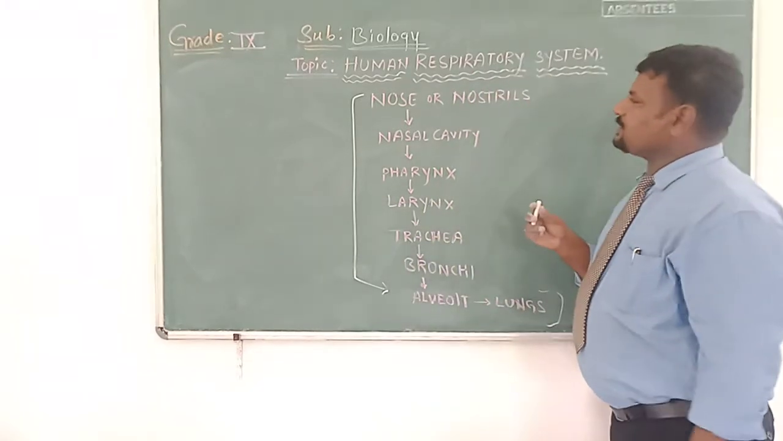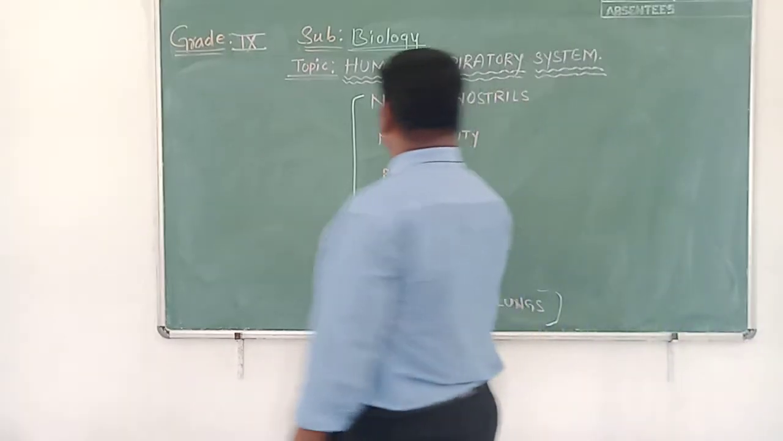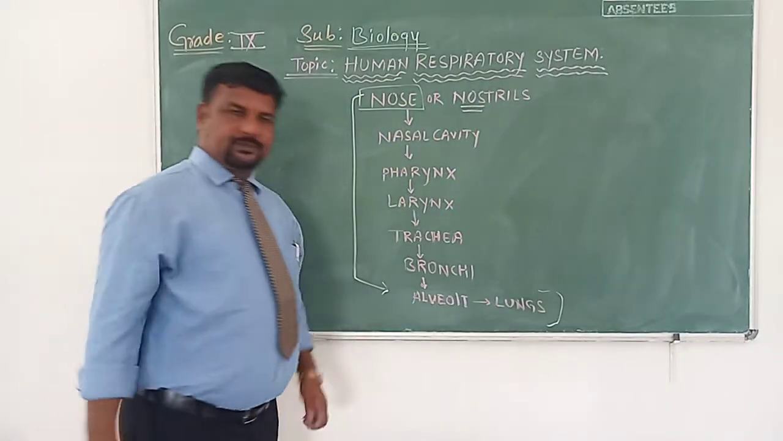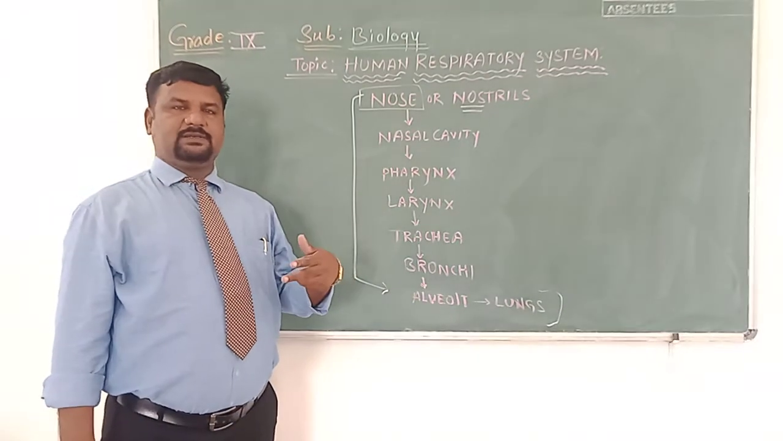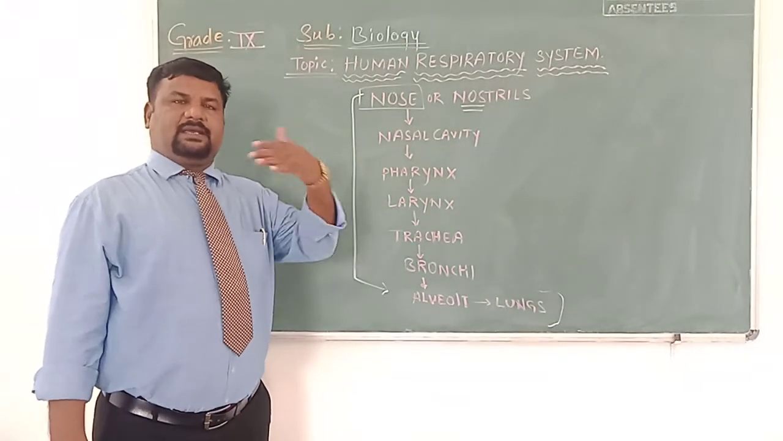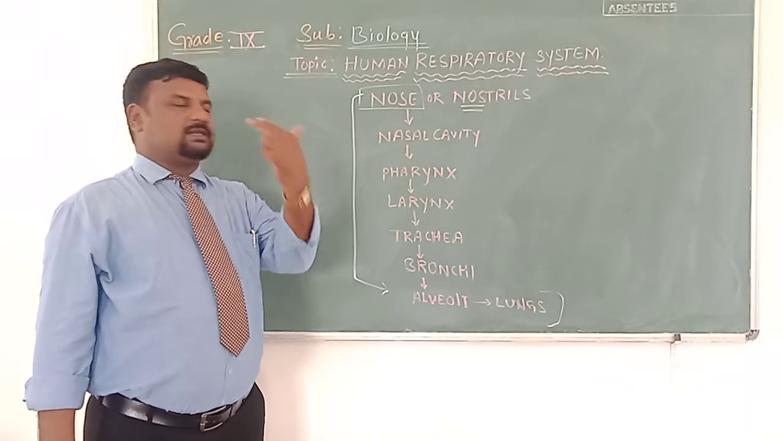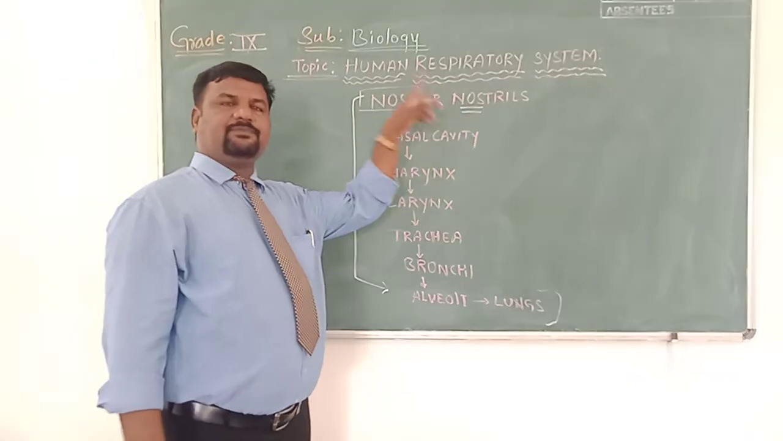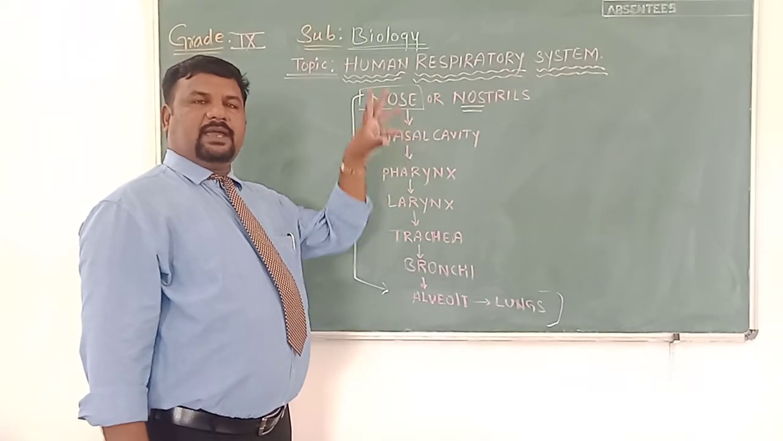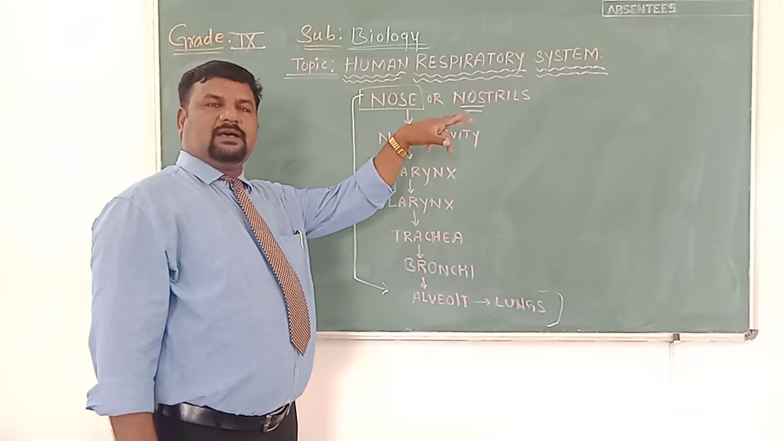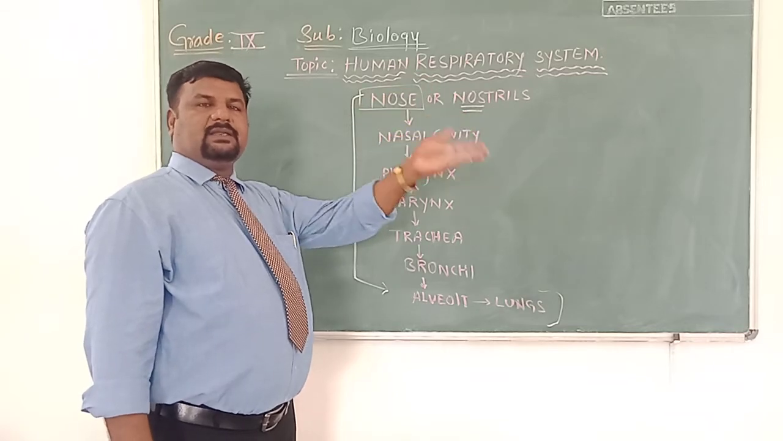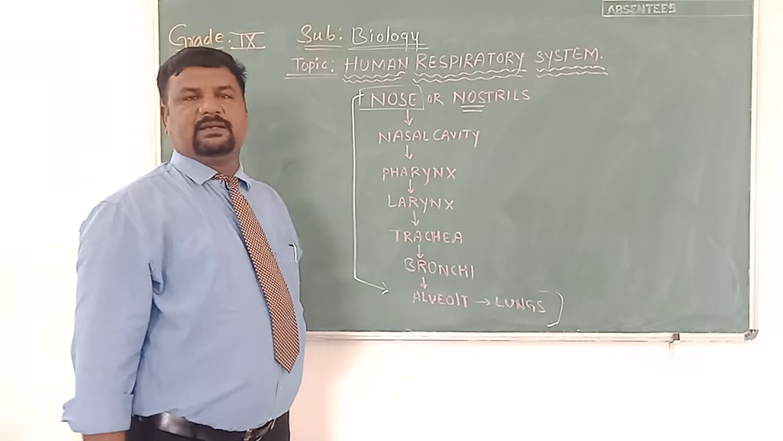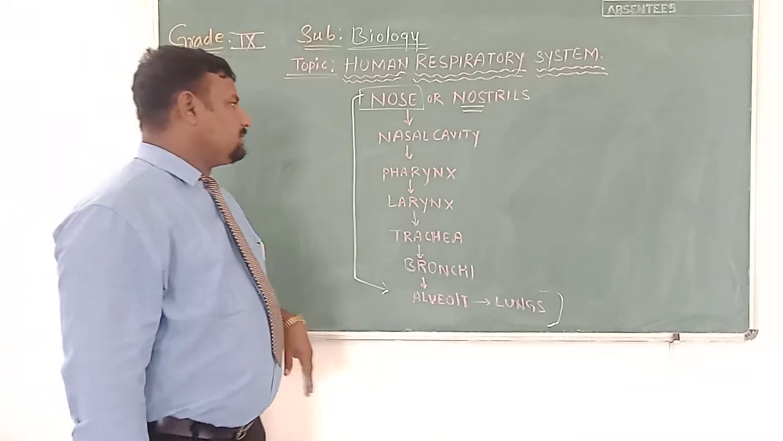This pathway shows the nose. Our nose has two nostrils. When we breathe in, we inhale the air, and through the nostril the air enters. Inside the nostril there is hair, present in the nasal cavity. Those hairs help trap the dust particles in the inhaled air.